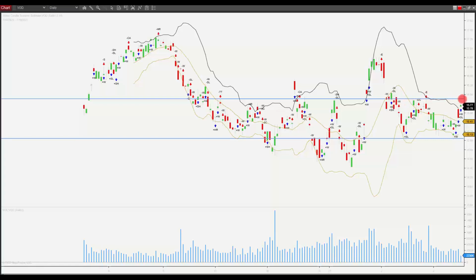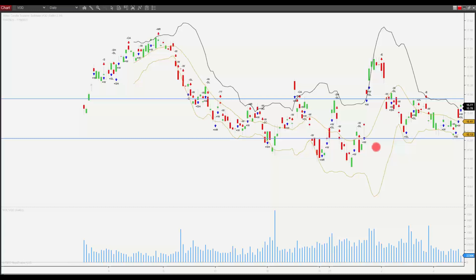But look what we have here where I drew in this upper blue line. We have a resistance area from an engulfing, from a window, from other things. So would I want to exit? Possibly. I've definitely moved my stop up, and I've definitely locked in a nice profit here.